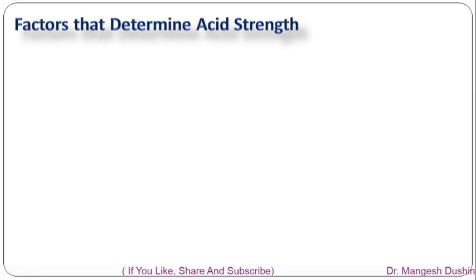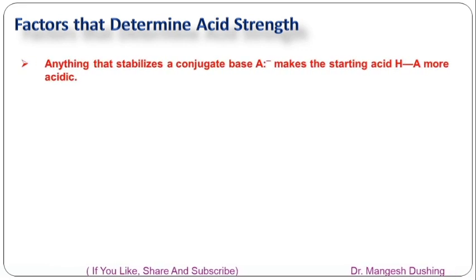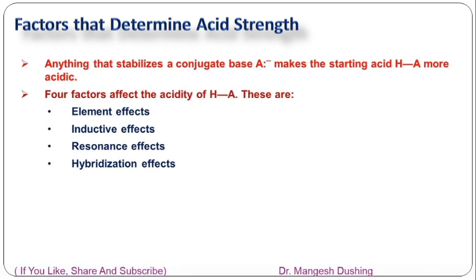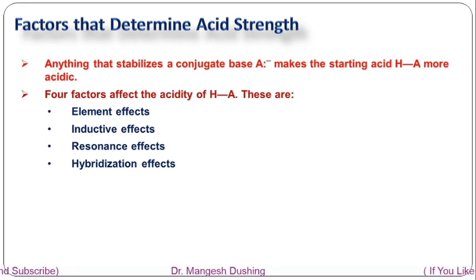Now we will see which are the factors that determine the acid strength. Anything that stabilizes the conjugate base, that is A minus, makes a starting acid HA more acidic. So the four factors that affect the acidity of HA are the structural factors: elemental effects, inductive effect, resonance effect and hybridization effect.